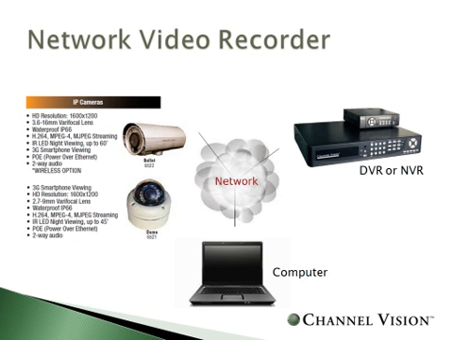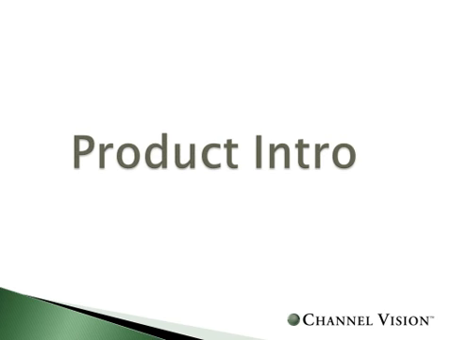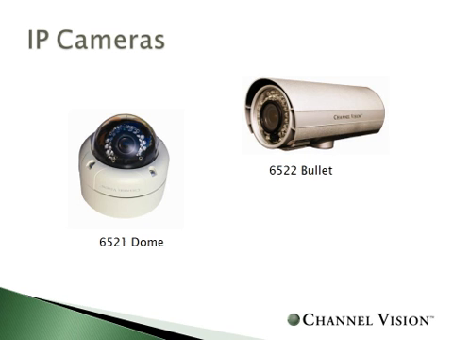Now, we'll have a question section in a little bit that you'll be able to type in, but let me go through a few other things regarding some of the specs and considerations. First, let's take a look at the product itself. Today, we're talking about 2 of Channel Vision's IP cameras, the 6522 Bullet and the 6521 Dome. Both of these cameras are going to offer you a whole gamut of features that will be able to help you on your next install.